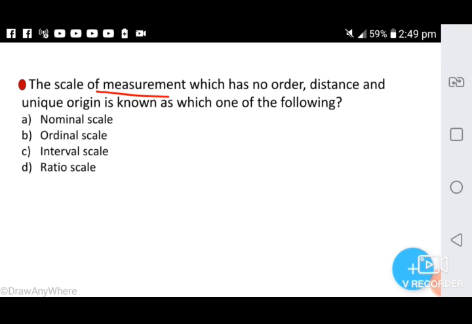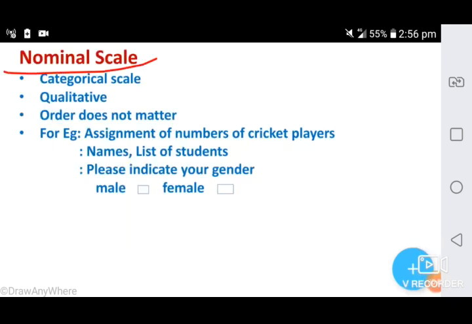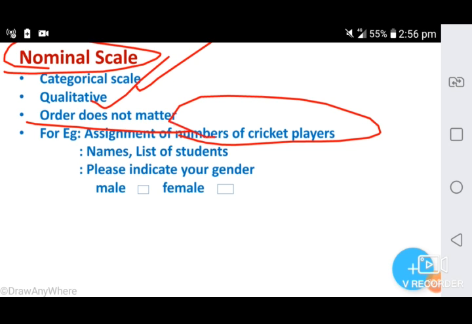Let's discuss one by one. The first one is nominal scale. It is simply a system of assigning numbers or symbols to events in order to label them. Nominal scale is a categorical scale and it is qualitative in nature. Here order does not matter. For example, the assignment of numbers to cricket players in order to identify them, names, list of students. Another example, please indicate your gender, male or female.